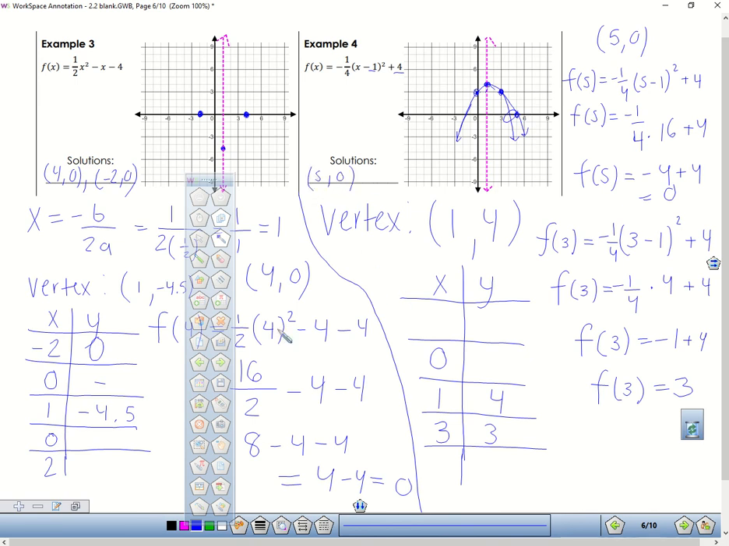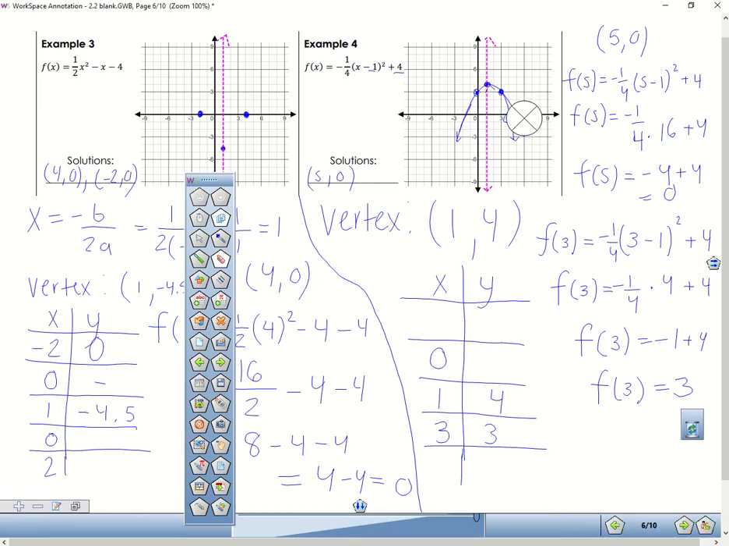So we know something's a solution when we plug it into our equation and we get 0. Okay? So it's a lot of trial and error when you're using this method. Okay, there's really no way around that. It is using a lot of trial and error.